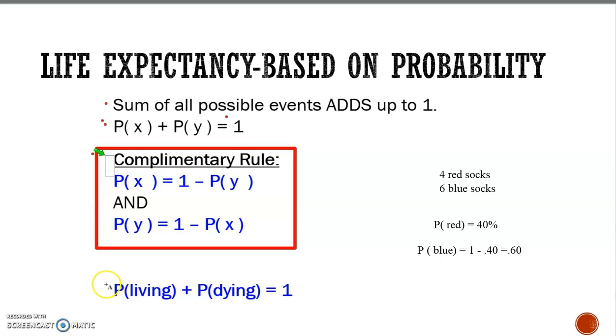Okay? So when you're thinking about living and dying, those are the 2 choices, living and dying. Probability of living plus the probability of dying will be 1 or 100%. That's all that it could be. So the sum of all possible events always adds up to 1.